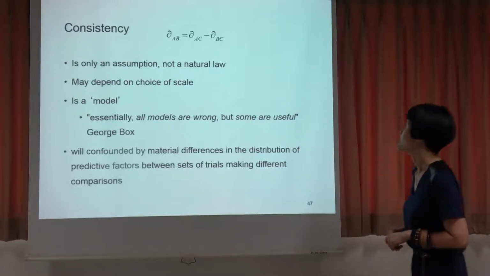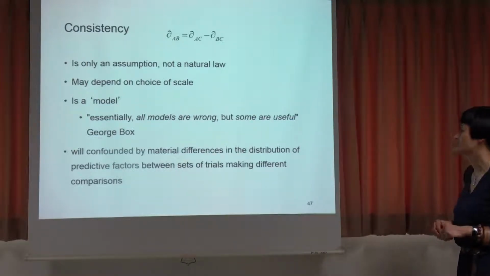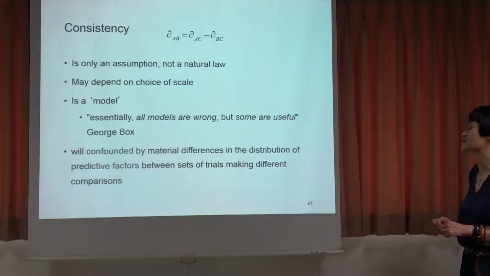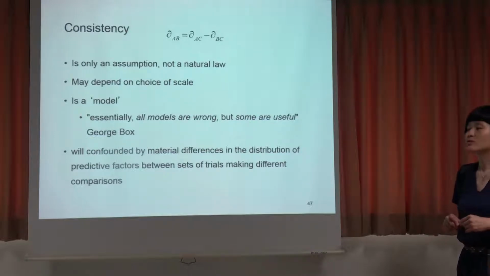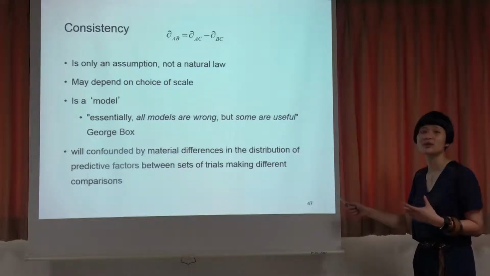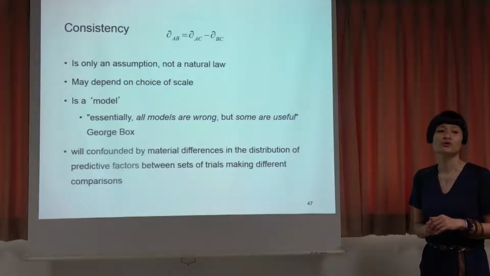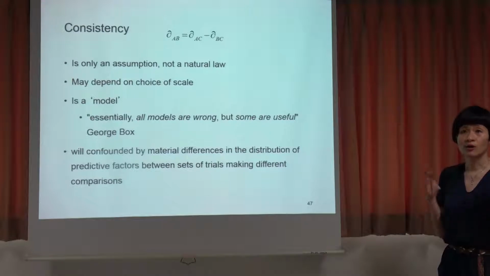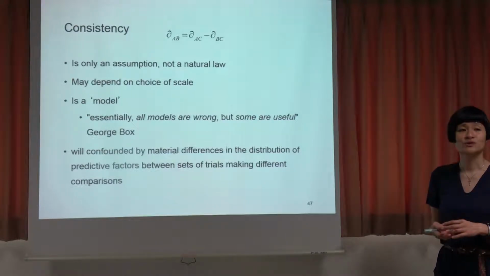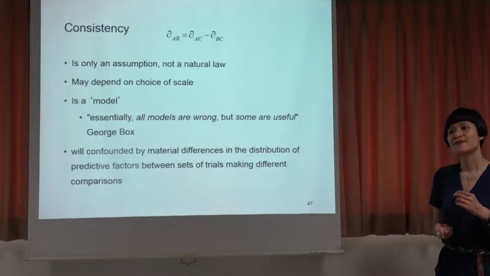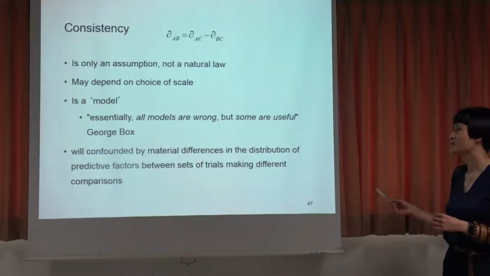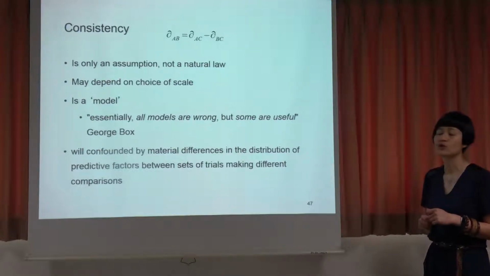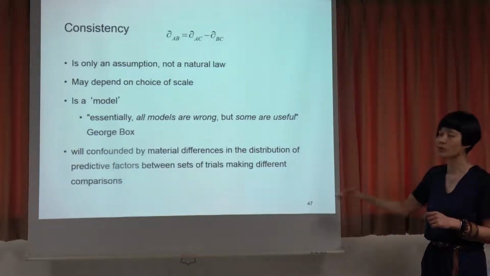And consistency will be confounded by material difference in the distribution of predictive factors between sets of trials making different comparisons. So before you even actually think about the analysis, similar to what we talked about last week, have a good understanding of your data sources. How similar are they? What are the potential differences? Are there potential effect modifiers that will have an impact on your estimates and on your model assumptions?